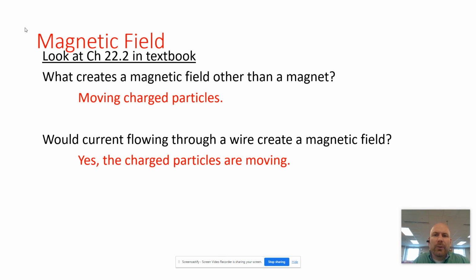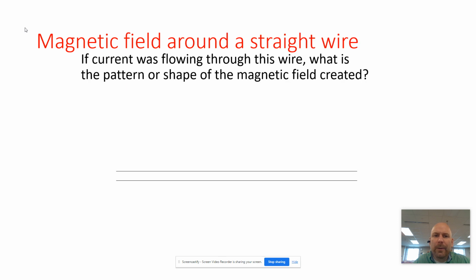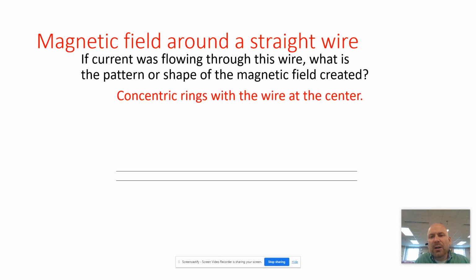So if you had current flowing through a wire, would that create a magnetic field? Absolutely. You've got moving charged particles going through that wire. So what would it look like? Let's say we have current, and this is a wire here. What would that look like if you had current flowing through it? It's not something you would expect. They're concentric rings with the wire at the center.